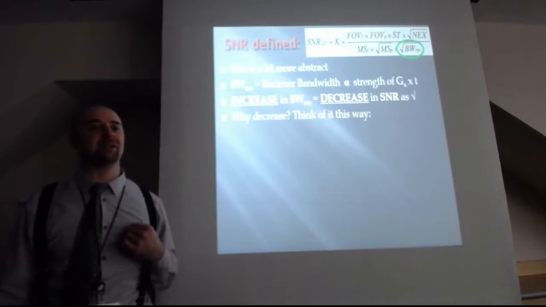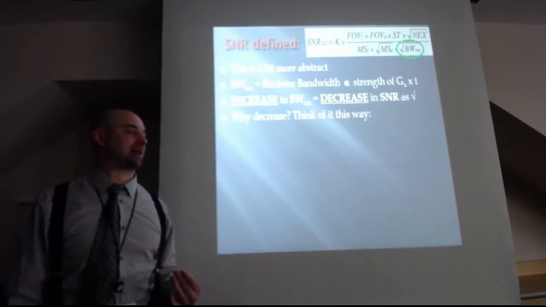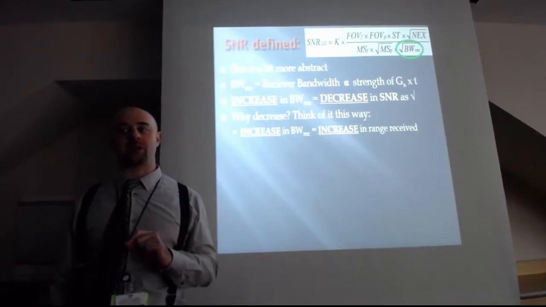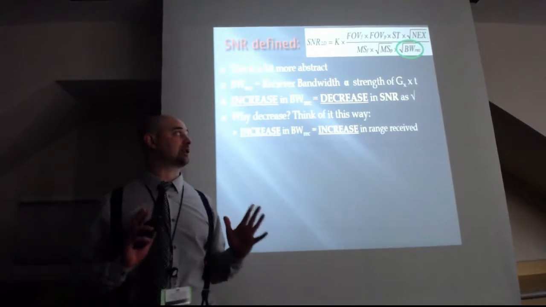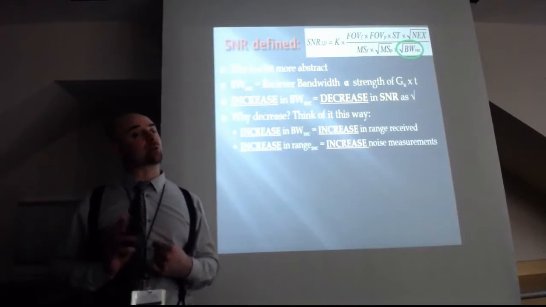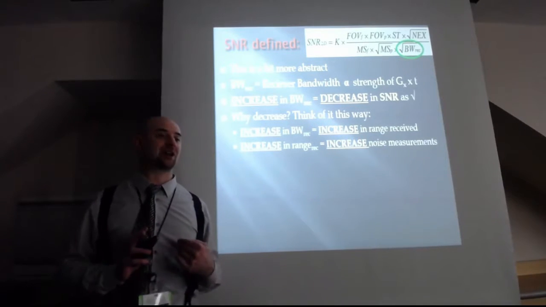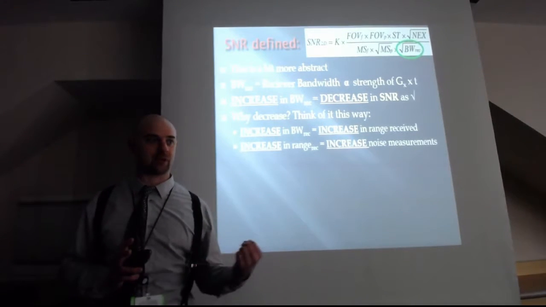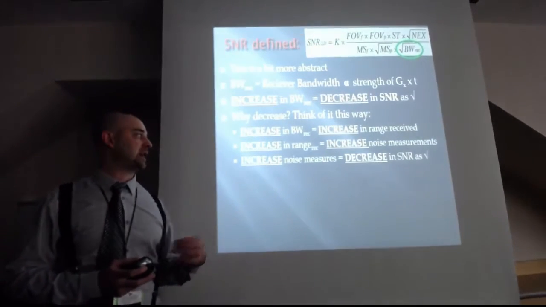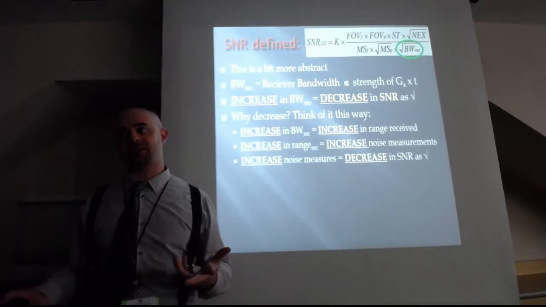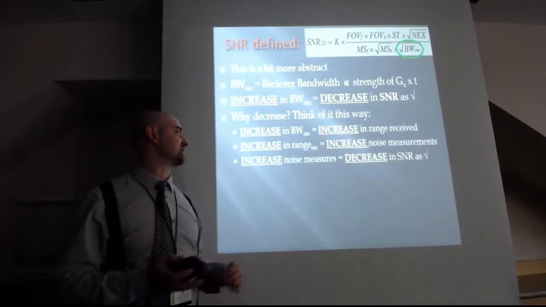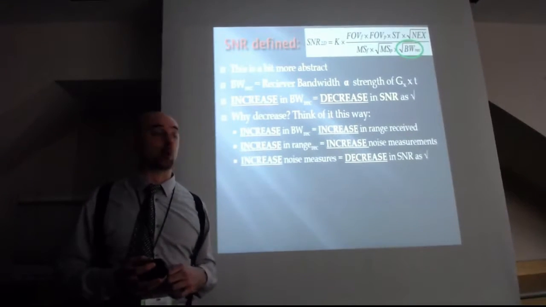Why does it decrease? This is, I found, the best way to think about it. There are some more convoluted ways to think about it, but basically an increase in the receiver bandwidth is an increase in the range of frequencies received or listened to. An increase in the range of frequencies received actually increases the noise measurements, right? So you're not actually doing anything for your signal, you're just increasing the noise. An increase in the noise, of course, will decrease the SNR, but because of the randomness of noise, as we've seen in multiple prior examples, this decrement is going to be as the square root.